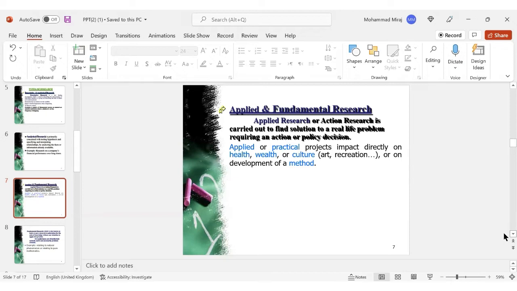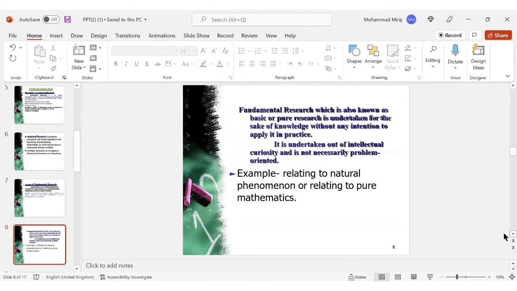So there are different types of applied research. Applied research is carried out to find solutions to a real life problem requiring an action or a policy decision. So depending on whether we take an action or a policy decision, we have to do an applied research. Is it clear to everyone? Yes, doctor. Yes, sir.